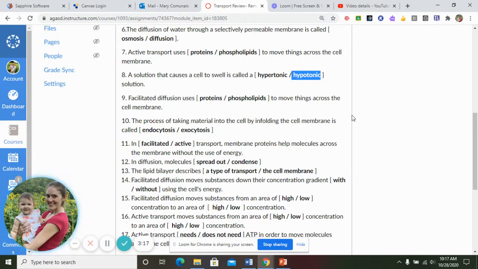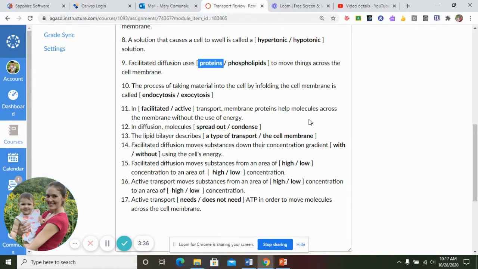Facilitated diffusion uses blank to move things across the cell membrane. So facilitated diffusion is a type of passive transport, but it's for things that are too big to fit through the cell membrane. Your cell membrane is made up of phospholipids, so if they're too big to fit through the phospholipids, it's going to have to be proteins. The process of taking material into the cell by infolding the cell membrane is called, we're taking it into the cell, it's going to be endocytosis. Into kind of sounds like endo. Maybe if you had some type of an accent.